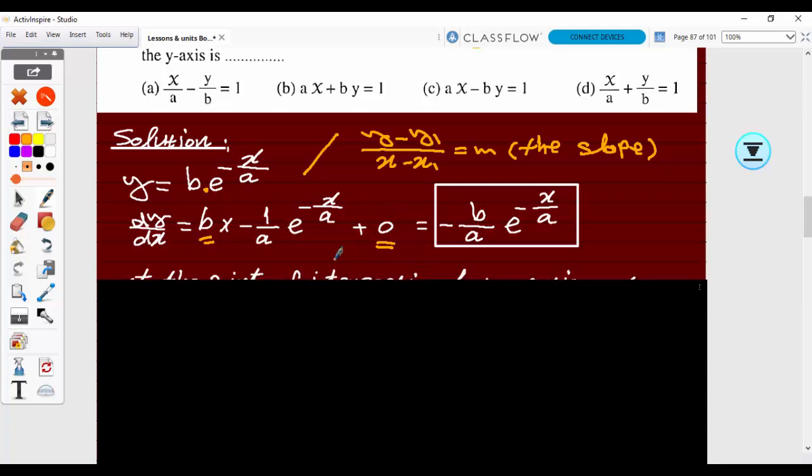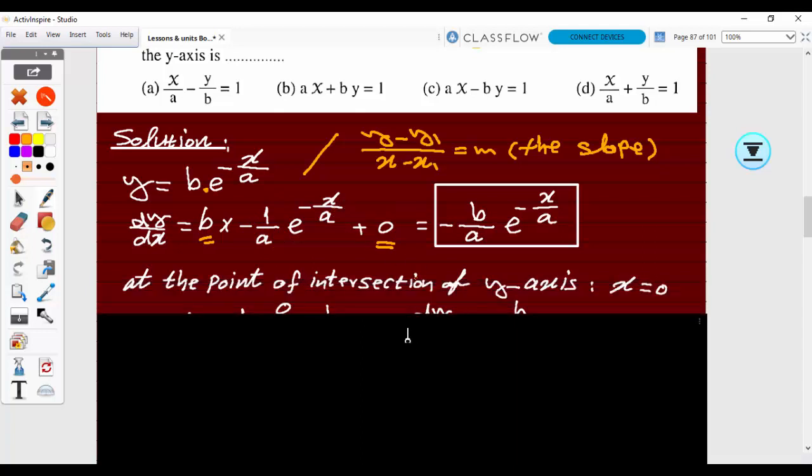So we simplify the solution. It will be negative b over a e power negative x over a. b multiplied by negative 1 over a equals negative b over a dot e power negative x over a.